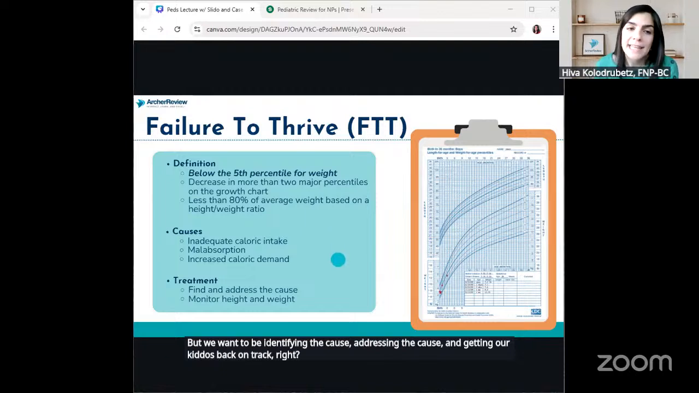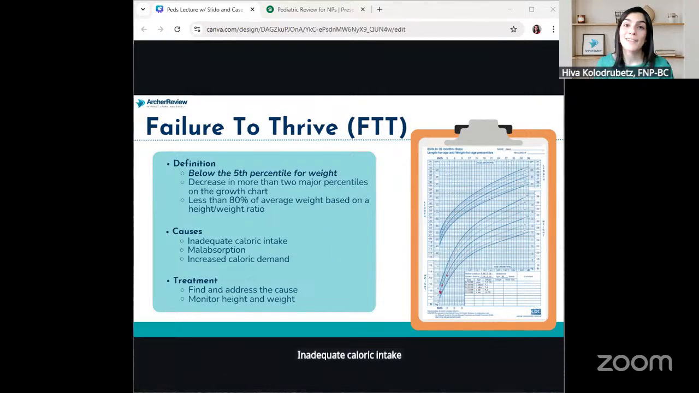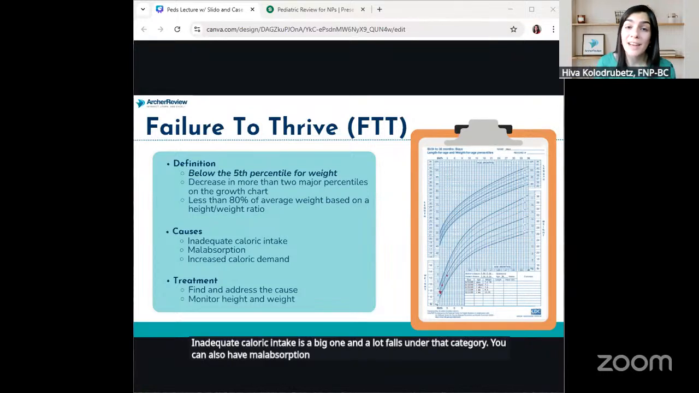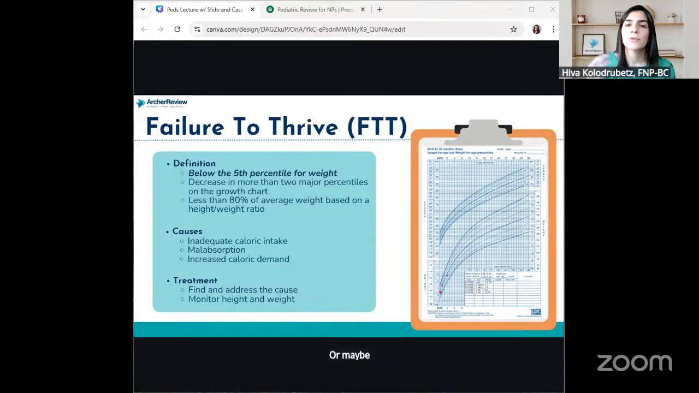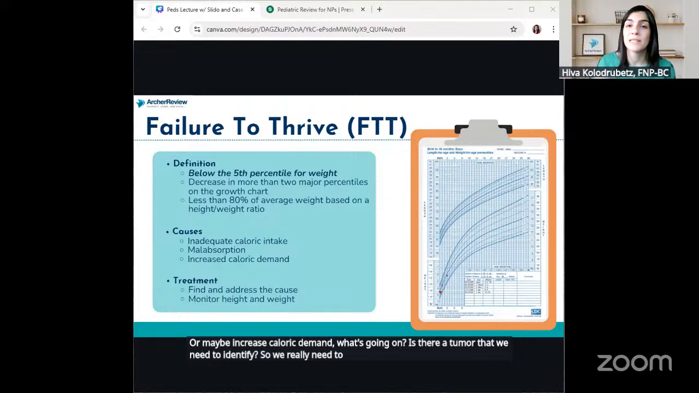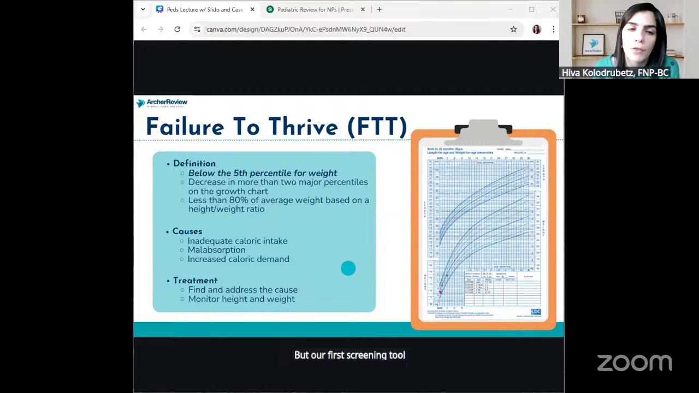Inadequate caloric intake is a big one, and a lot falls under that category. You can also have malabsorption issues. So is this a chronic GI issue that we're starting to identify, a food allergy, or maybe increased caloric demand? What's going on? Is there a tumor that we need to identify? So we really need to dive deep into these buckets. But our first screening tool is really identifying it on those growth curves.